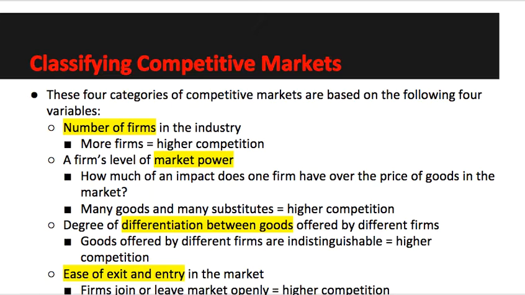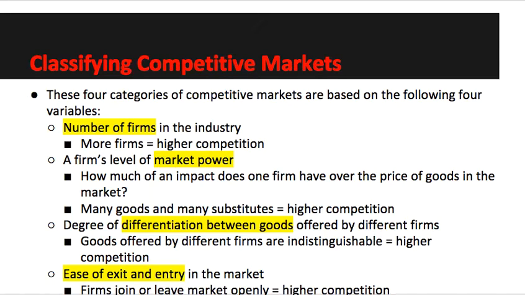So the first classification, the number of firms, is easiest for high school students to see. Just how many total businesses are selling that good in that marketplace. The more there are, the more competitive it is. The less there are, the more monopolistic that you see the marketplace becomes. That one's pretty easy. The second characteristic is market power. How much control one firm has over the industry or the marketplace.